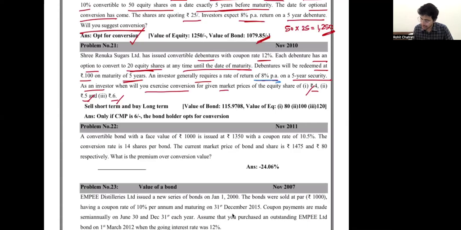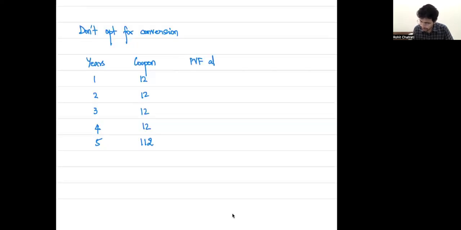If I don't opt for conversion, I will receive coupon for the next 5 years and I will receive face value or maturity value of rupees 100. So I will have years 1, 2, 3, 4, and 5. The coupon was 12%, so the coupon is going to be 12, 12, 12, 12, and 112. I then have the present value factor. The required rate of return was given as 8%, so I take the present value factor at 8% and then I have discounted cash flows.